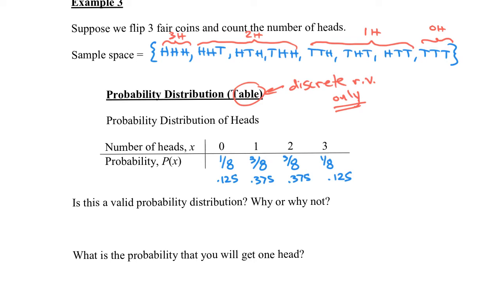Then the question is, is this a valid probability distribution? Well, if you add these up, 1/8 plus 3/8 plus 3/8 plus 1/8 is 8 over 8 or 1, right? So that means yes, it is. Yes, the sum of all assigned probabilities is 1. So it is a valid probability distribution.